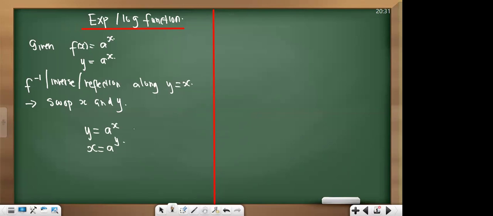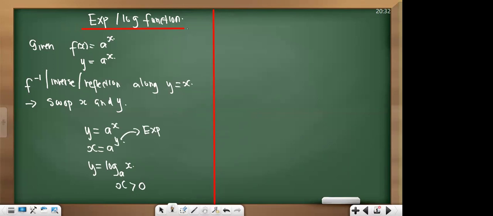Since my exponent is a variable, I need to introduce log. Y will be log a, and I got x here. Just know that x should always be greater than 0.